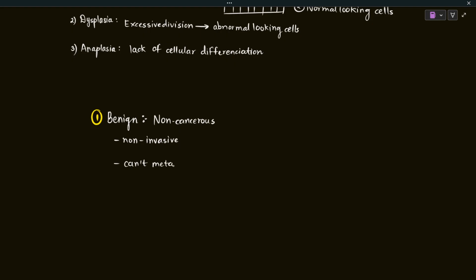They can't metastasize, so we do not see the metastasis here. The other category of the tumors which has the opposite characteristics from what benign tumors have, that is known as malignant tumors. So malignant tumors are the cancerous tumors. So they lead to cancer. They are invasive in nature, means they can invade and spread throughout the body. So they show the metastasis. They are capable of metastasizing.